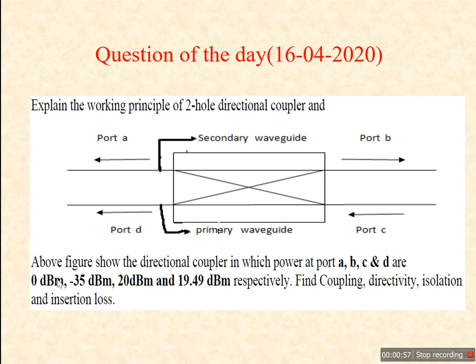this question. Here, the secondary waveguide is there, the primary waveguide, then the A, B, C, D ports, and their power is also given there. We need to find out the four parameters, that is coupling, directivity, isolation, and insertion loss.